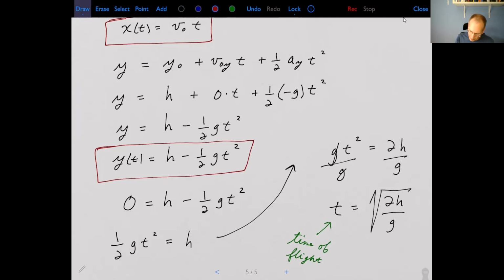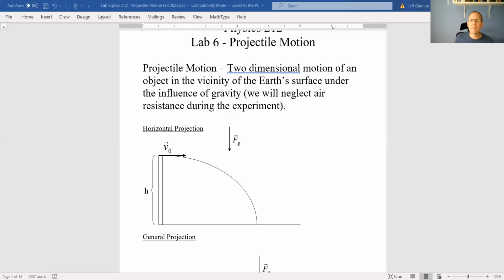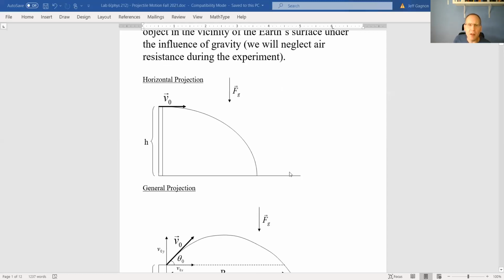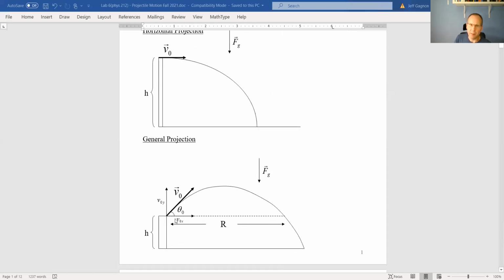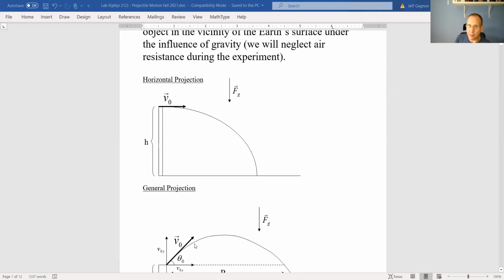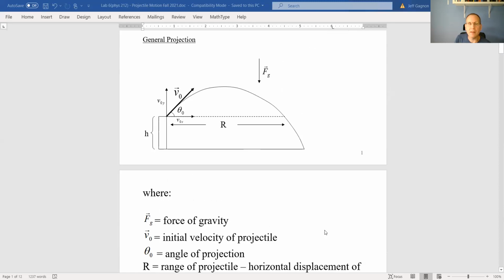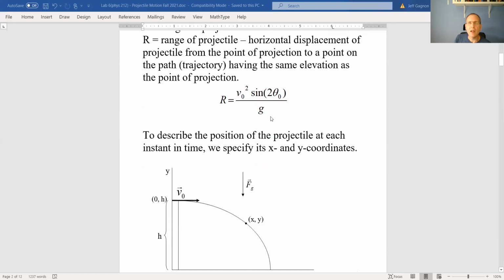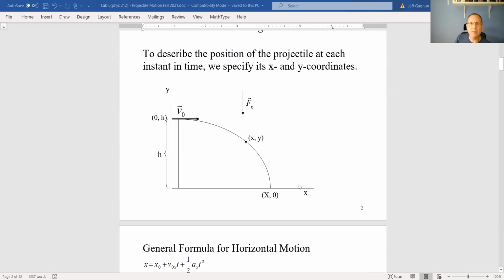So this is going to be important. We're going to use that formula in the lab itself. Okay, so let me go back to the handout. We talked about the general case of a projectile at some angle. We talked about the special case where it's launched horizontally, where the angle basically is 0 degrees. We're going to need this later, so we came up with the formula for the range of a projectile.